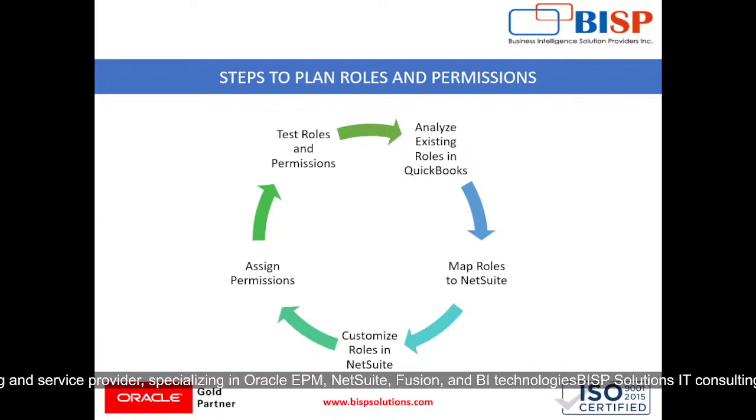Then comes our steps to plan roles and permissions. So first of all, we will be analyzing existing roles in QuickBooks, which means we will be identifying current user roles and permissions in QuickBooks, for example accountant, admin, like that. Then comes mapping roles to NetSuite. So we will be determining equivalent roles in NetSuite. For example, if there is a QuickBooks admin, the NetSuite admin will be taking care of it. If there is a QuickBooks accountant, then the NetSuite accountant role will be handling the same.